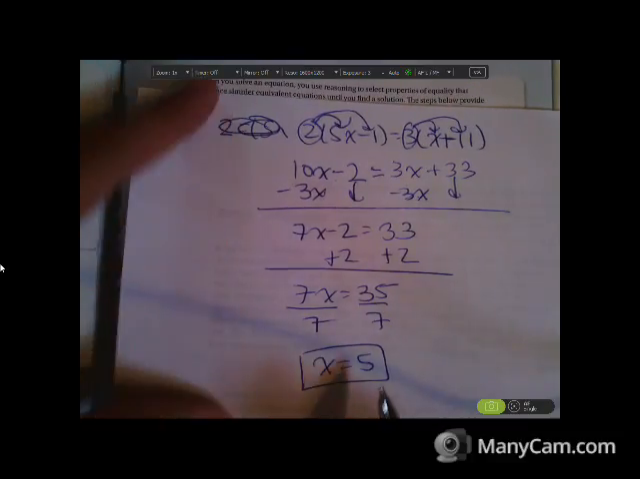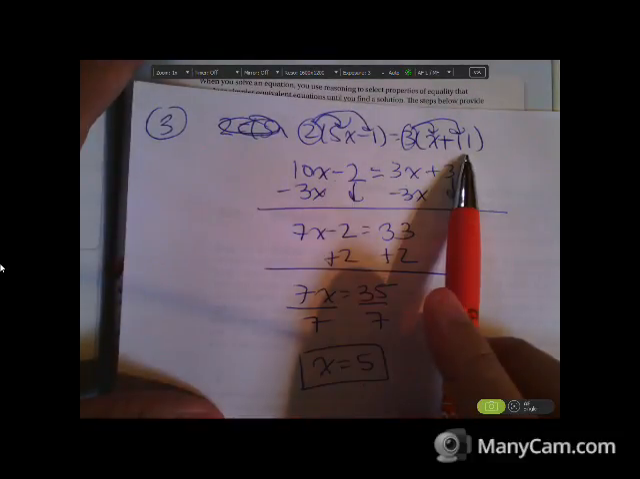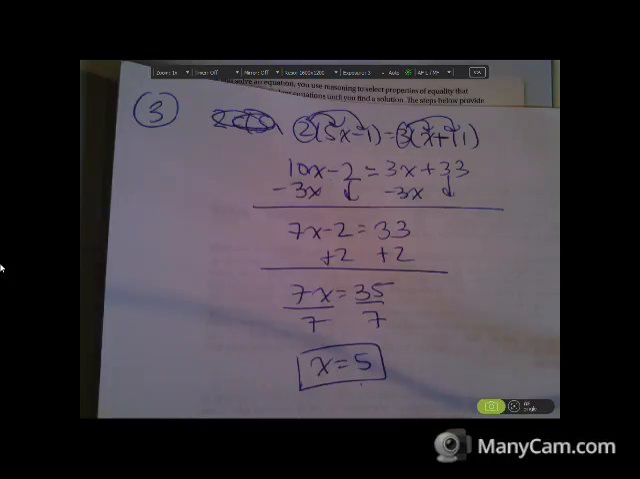Let's see if that's right. Plug 5 in for every x you see, and see if you get it. So, why don't you try the got it? What is the solution to each of these equations?